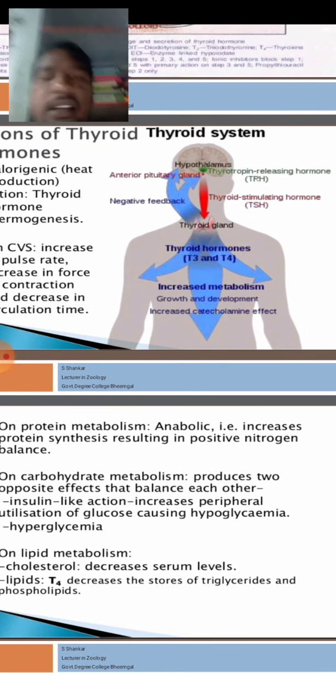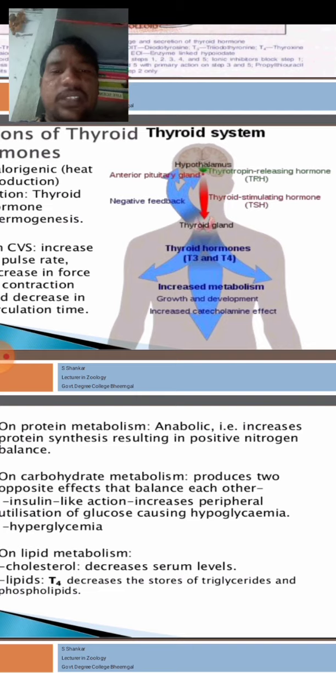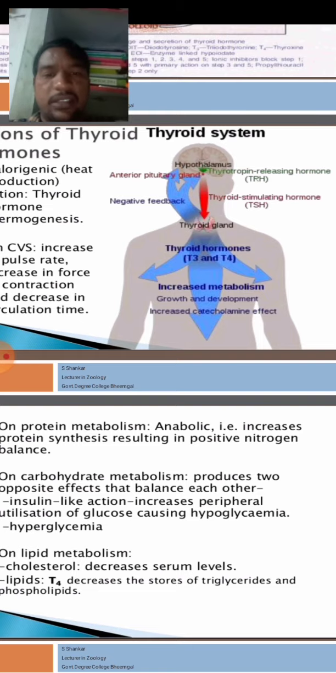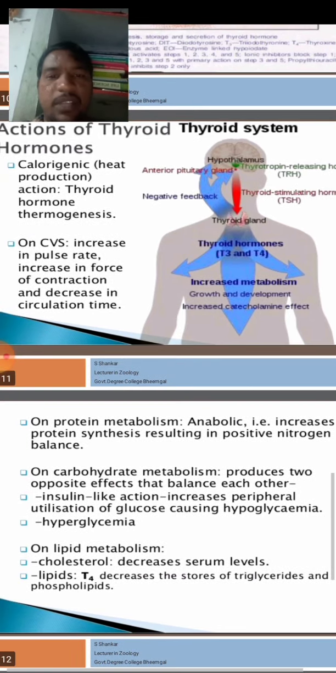The hypothalamus, anterior pituitary gland and posterior pituitary gland. The anterior pituitary gland releases thyroid stimulating hormone, under the influence of thyrotropin releasing hormone. Negative feedback acts on the thyroid gland. Thyroid hormones T3 and T4 increase metabolism, growth and development, and increase the catecholamine effect.